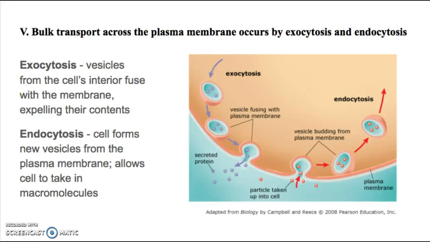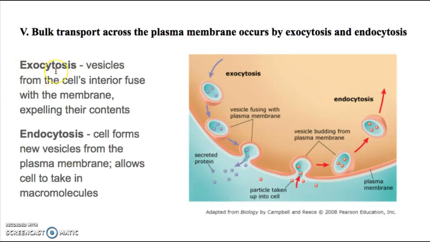The last type of transport we're going to talk about is bulk transport, right? So this is transport 4 and 5. So far we've got passive diffusion, we've got facilitated diffusion, we've got active transport, now we've got endo and exocytosis. Exocytosis and bulk transport is for big molecules.